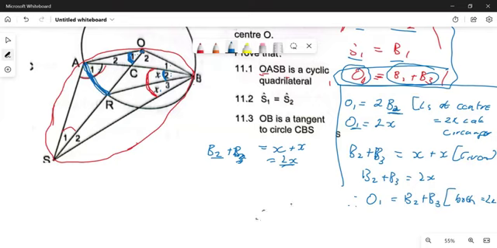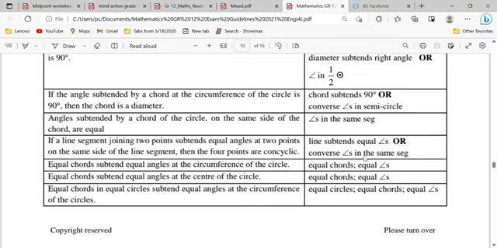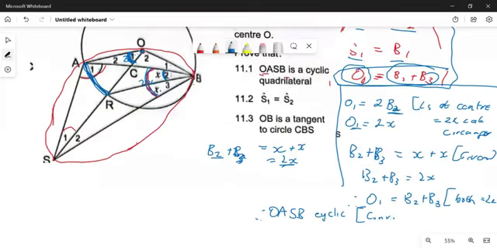Therefore, I am going to tell them that OASB is a cyclic quadrilateral. How did we prove our cyclic quadrilateral here? Which method did we use to prove our cyclic quadrilateral? So this angle here is equivalent to this one. So this one here is 2x. And then this whole thing here is equivalent to 2x. How did we prove our cyclic quadrilateral? Here we are going to use this one that says converse angles in the same segment. So we'll take that one. It says we have converse angles in same seg.